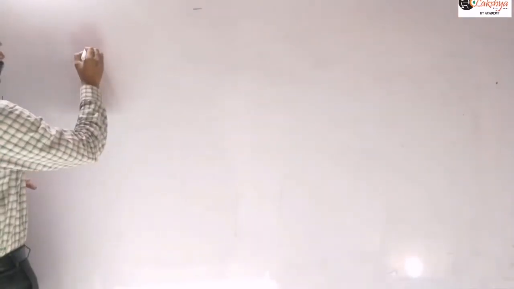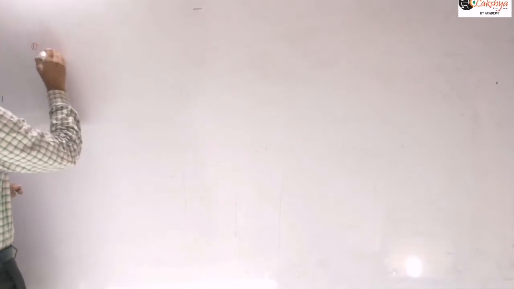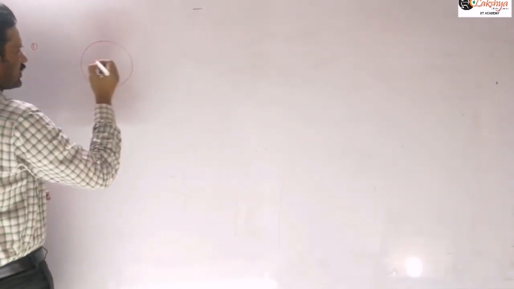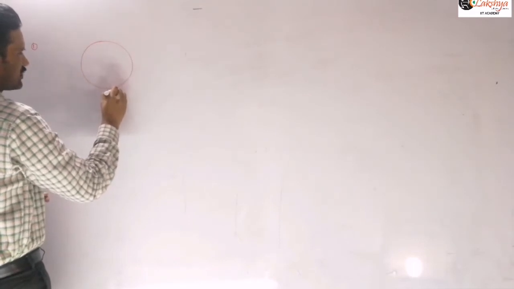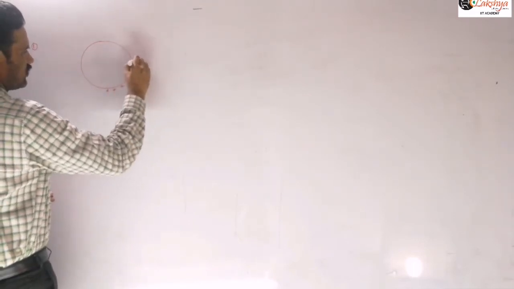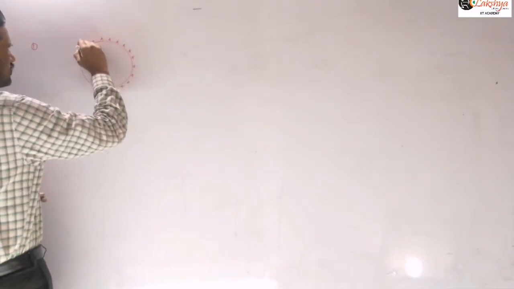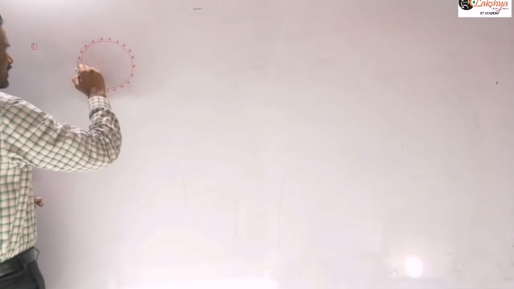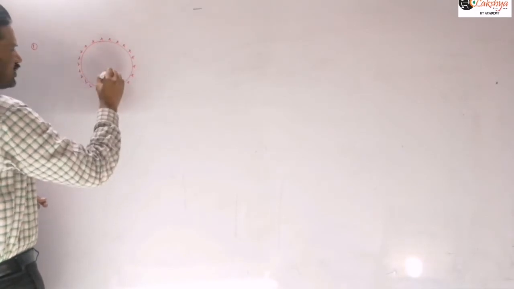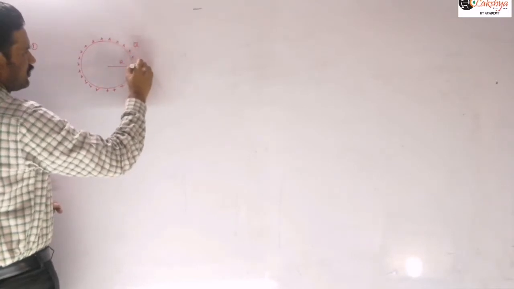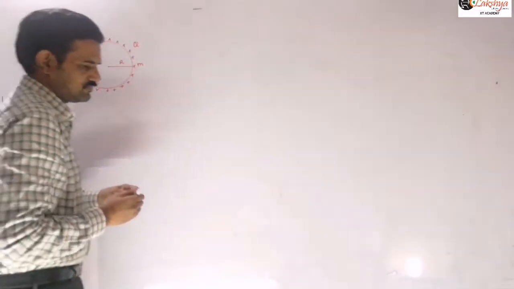Let us consider this first problem. This is a non-conducting ring having some charge Q distributed over it. Suppose it is rotating about its own axis with angular velocity omega. Now we need to calculate the ratio of magnetic moment to angular momentum. The mass of this ring is M.